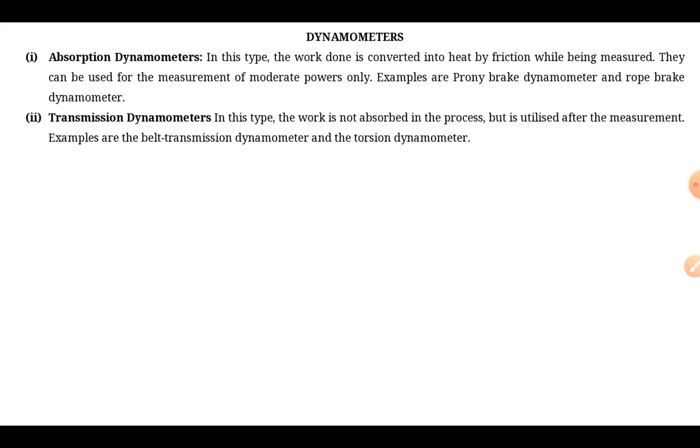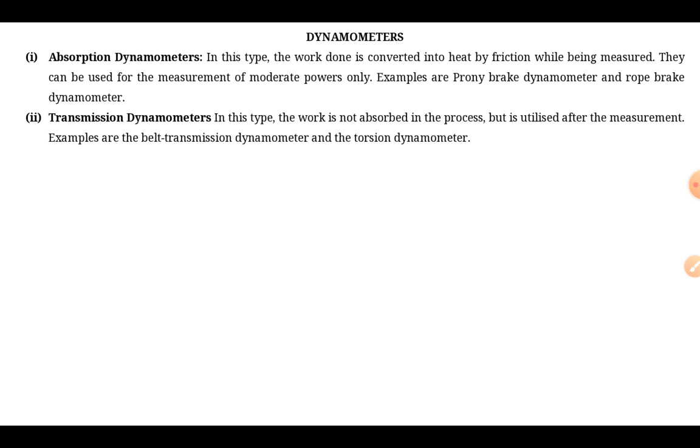In the absorption type dynamometer, as the name suggests, it will absorb the power or the torque which is being transmitted. In other words, when we are using an absorption type dynamometer to measure the power or torque of a shaft, the shaft will stop rotating and the whole power will be absorbed by the frictional torque applied by the dynamometer.